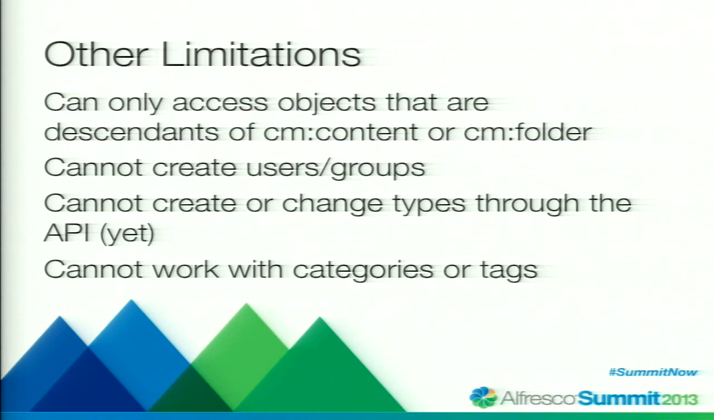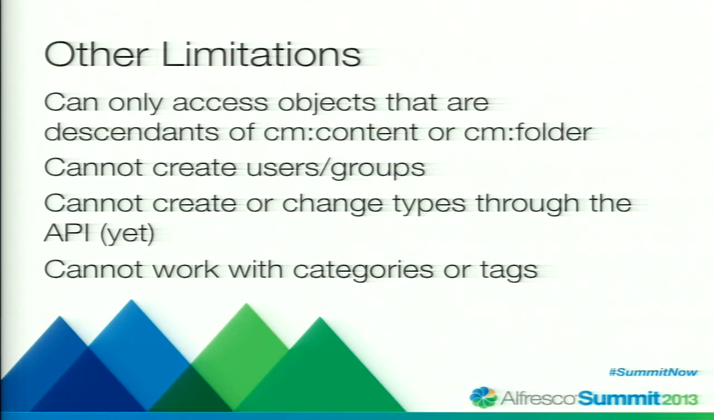This is a grab bag of some other things. We've already talked about the first one. Users and groups, I think this is intuitive. Most people wouldn't expect to be able to create users and groups through CMIS. I think it'd be nice if you could, but CMIS just cares about documents and folders, pretty much. So, no user and group creation. This is one of these 1.1 things: creating and changing types. It would be awesome if, through CMIS, you could say, I'm looking in the repository, and I'm not seeing the type that I need, therefore I'm going to programmatically create the type.